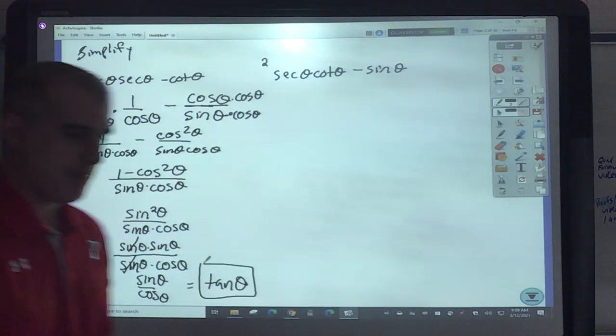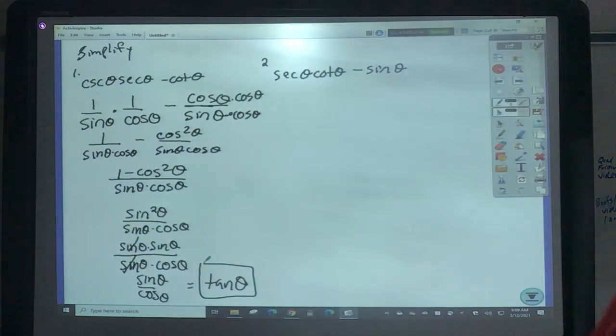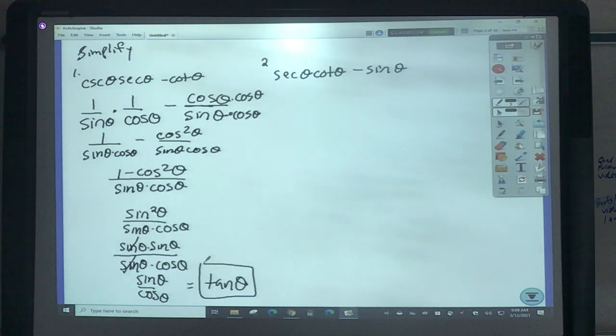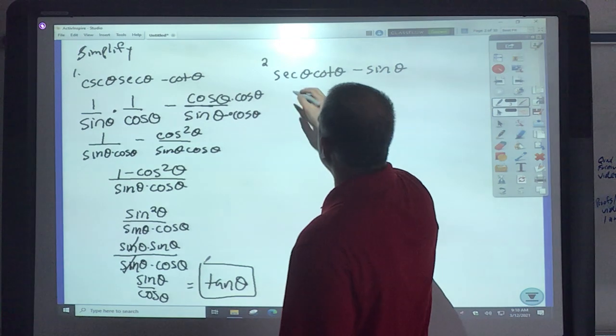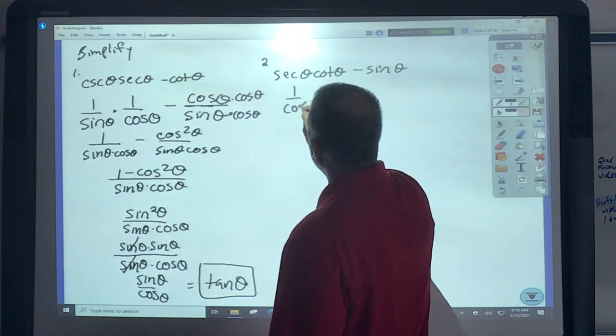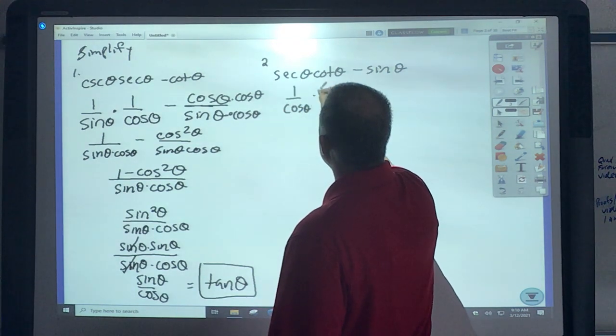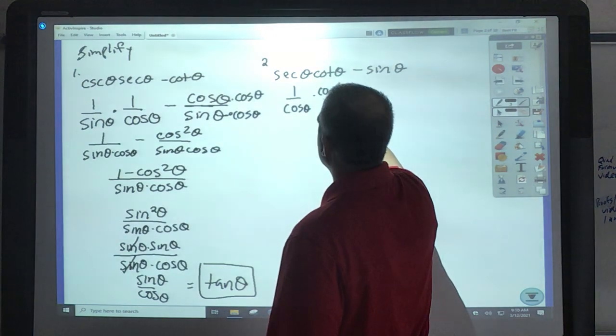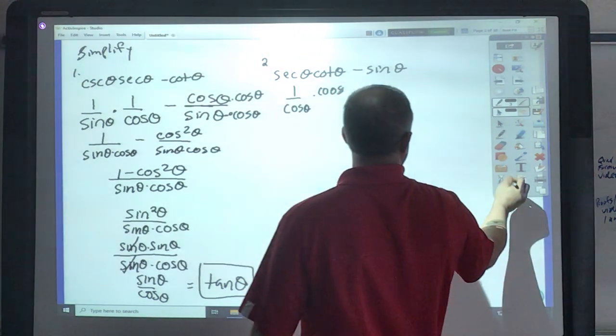Okay, and this is going to take some practice. Okay, so that's one. Let's do another one together. So I got this, secant, 1 over cosine. Cotangent would be cosine, whoops.